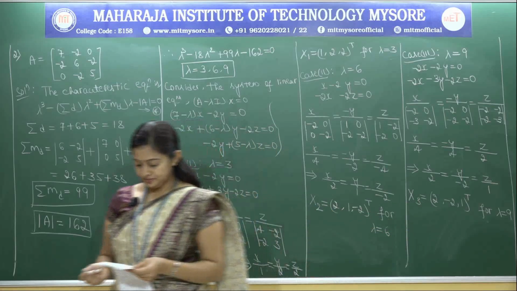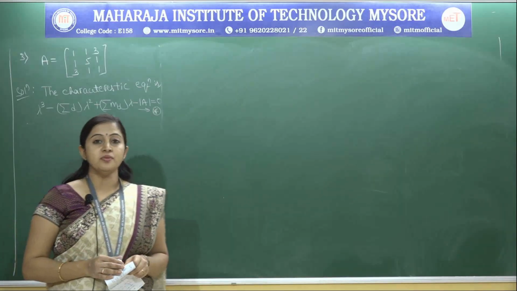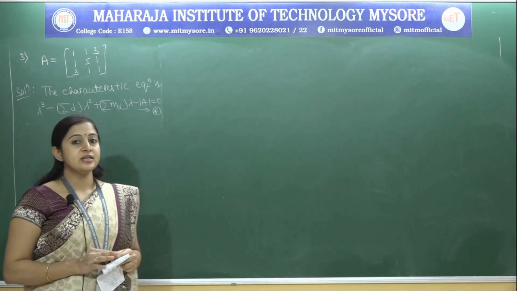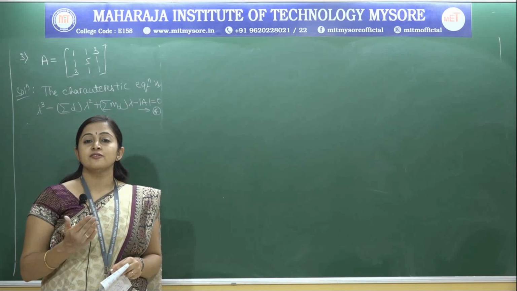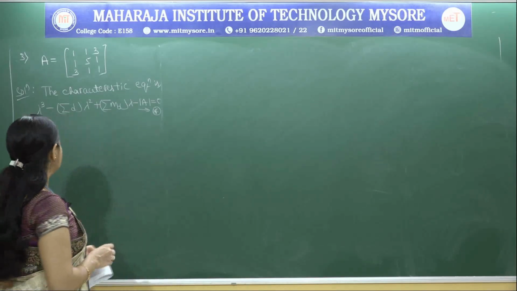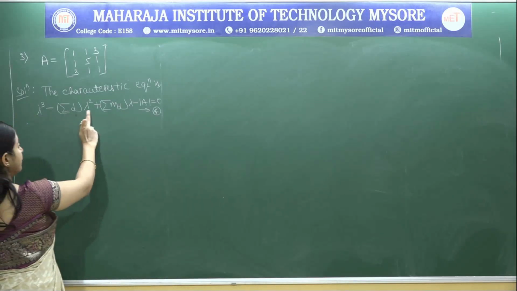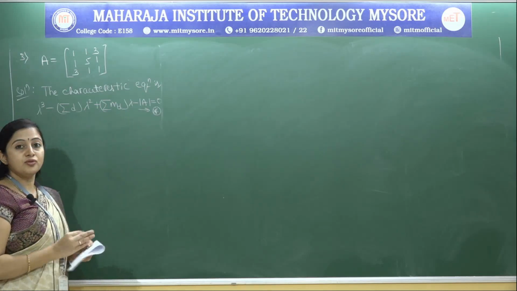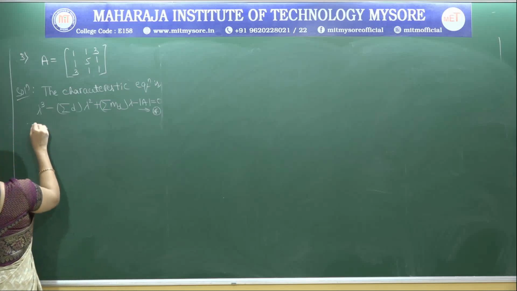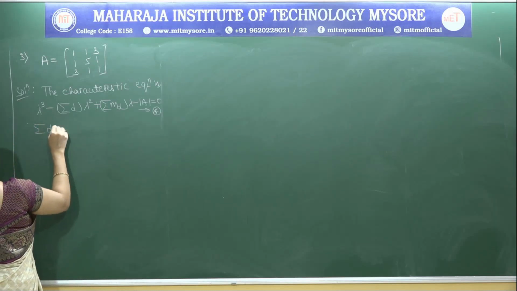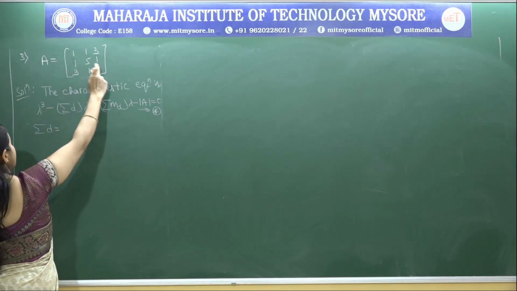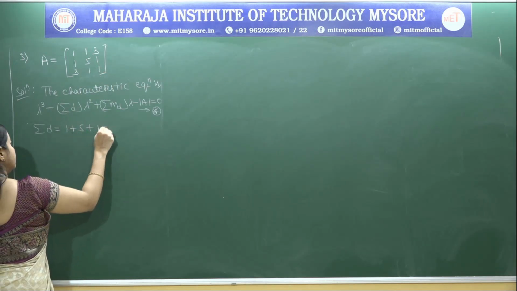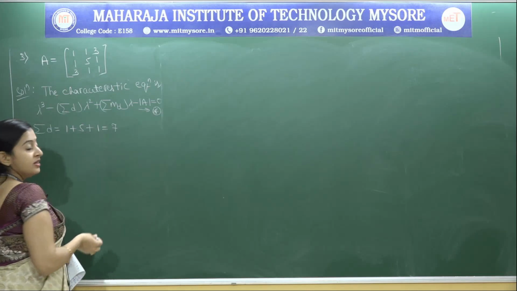The next problem. In the next problem, you have to find the eigenvalues and the eigenvectors of the given matrix. As usual, first you consider the characteristic equation, that is lambda cubed minus (sum of the diagonal entries) lambda squared plus (sum of the minors of the diagonal elements) lambda minus determinant of A equals 0. The first one, the sum of the diagonal entries: you add the diagonal entries 1, 5 and 1. So you will get 7 as the answer.